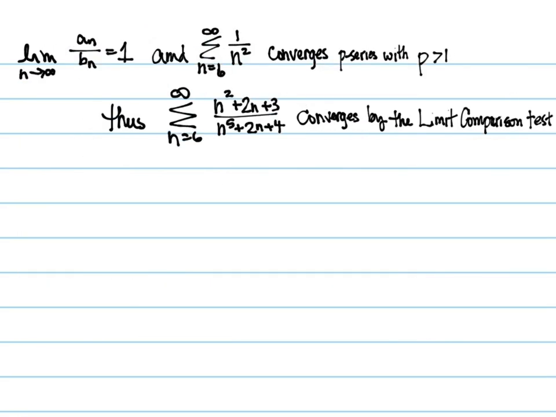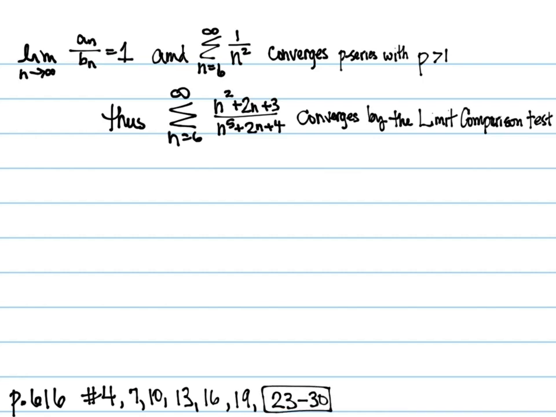I have a homework for you, but then I have something else for us to take a look at today. This is page 616. Number 4, 7, 10, 13, 16, 19. And I know this looks long, 23 through 30, but that's what we're going to do next. I'm going to start there. So jot those down.